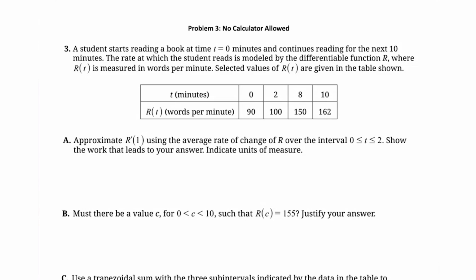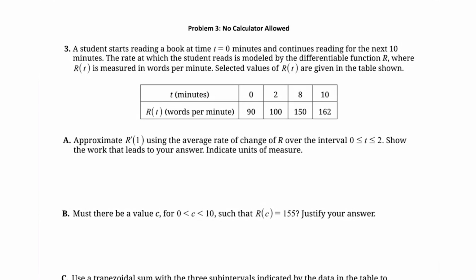Number 3 says a student starts reading a book at time equals 0 minutes and continues reading for the next 10 minutes. The rate at which the student reads is modeled by the differentiable function r, where r of t is measured in words per minute. So this is a rate function. Just keep that in mind. Think of it as a velocity function if it were a particle motion problem. Selected values of r of t are given in the table shown. We don't actually get the function, but we just get a few points on the function.